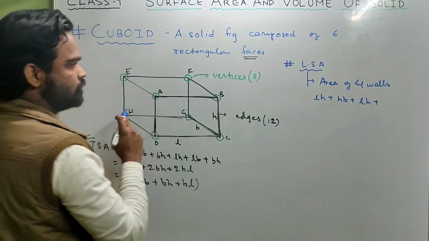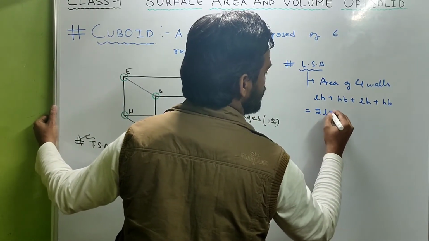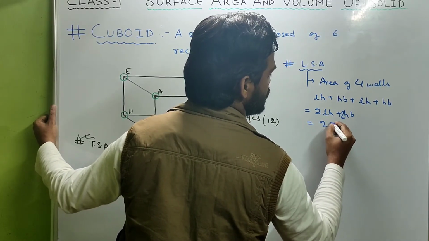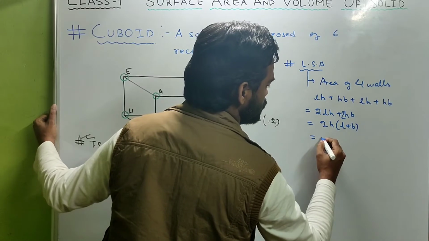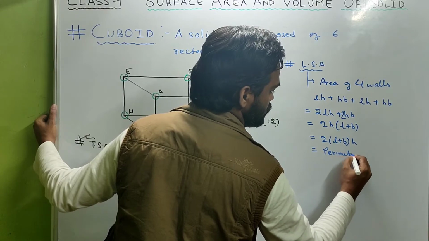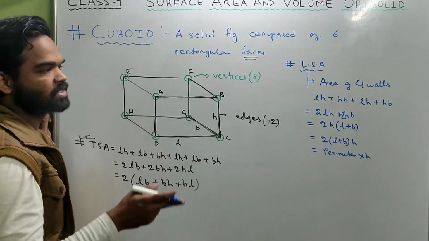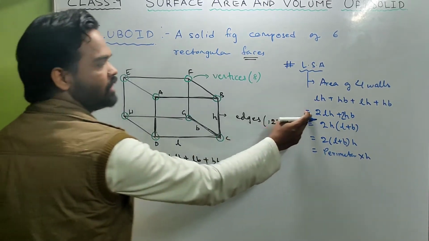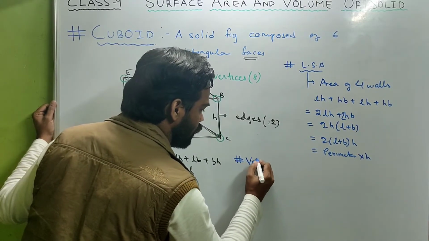plus B into H, HB. So that's twice LH plus HB, that's twice H common, L plus B, which is equal to 2(L + B) into H. We can write it as perimeter of the base multiplied by the height, isn't it? 2(L + B) into H gives you the lateral surface area, or the area of the 4 walls. 2LH plus 2HB. Clear?